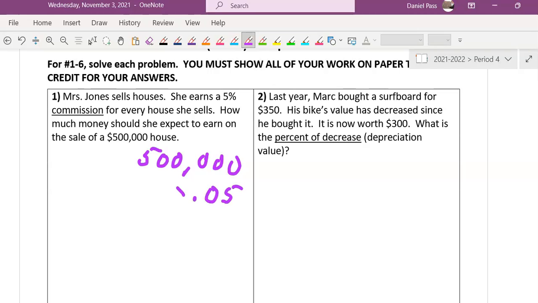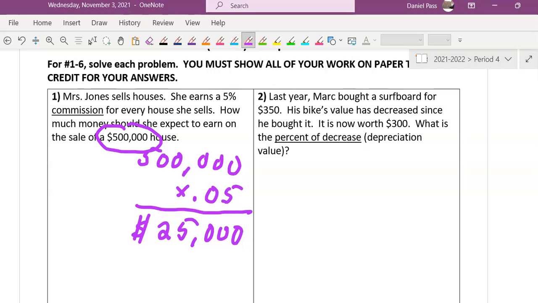Right. Yes. So you could do 0.05. You don't need that 0 in front of it, but you can write it if you want. Okay, what did you get? 25,000. Oh, she made a lot of money, huh? Okay, so now for commission, you're not going to add it to the original because she's not going to make $500,000 and this. It's only going to be the percentage. All right, let's give him a hand.